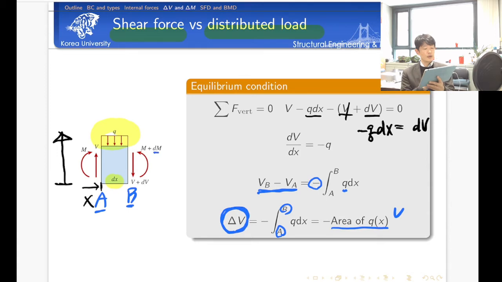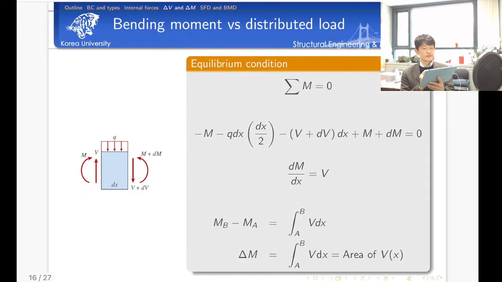Now let's talk about how we calculate the change of bending moment. We just calculated the change of shear force between these two points if this beam segment is subjected to distributed load q. Okay, so now let's talk about the calculation of bending moment here. Again, to calculate the bending moment, the equation that we have to check is the equilibrium condition. The sum of all the moments should be equal to 0. So let's count the moments.